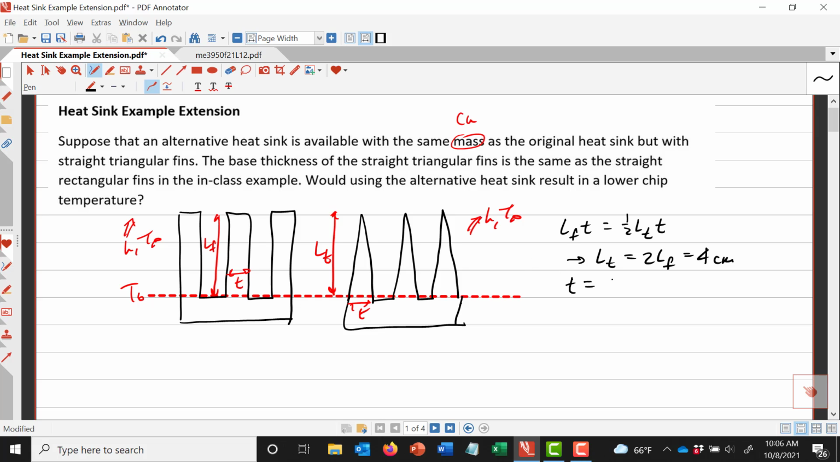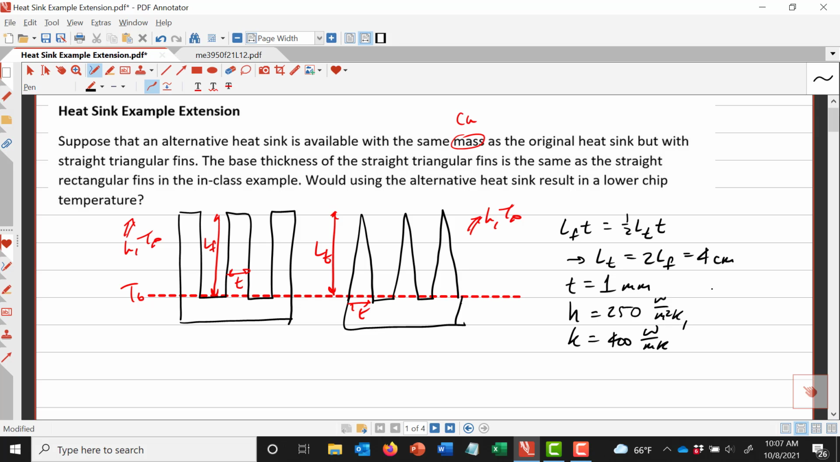By the way, from the other problem statement, we know that T is 1 millimeter. We know that h is going to be 250 watts per square meter Kelvin. And we know that k is copper, 400 watts per meter Kelvin.